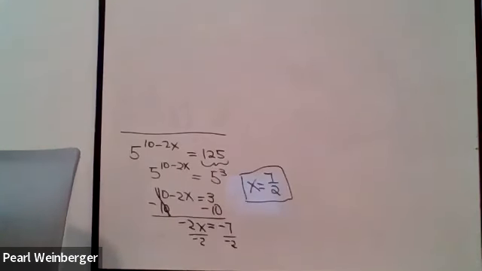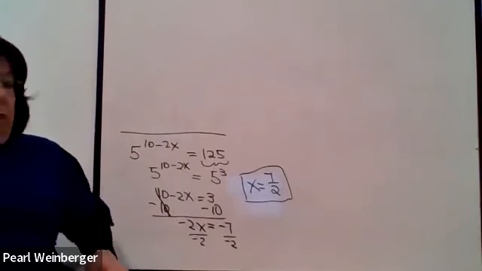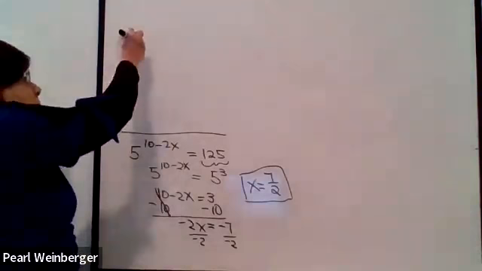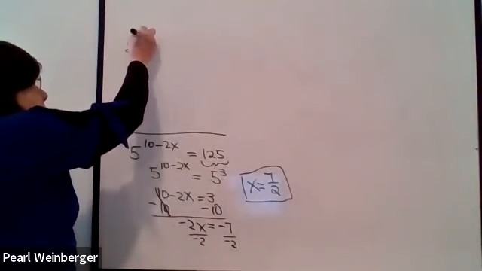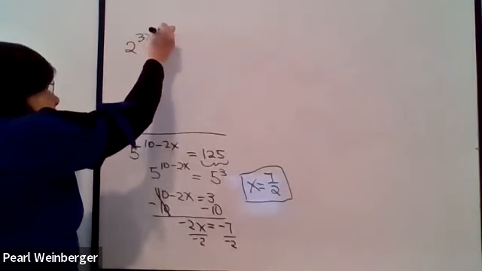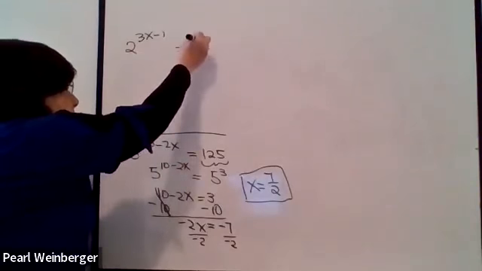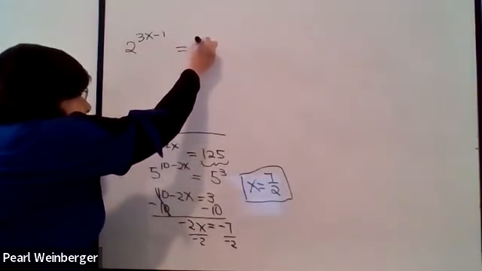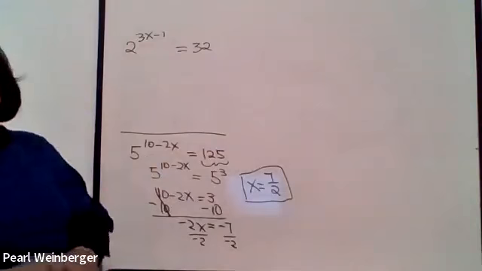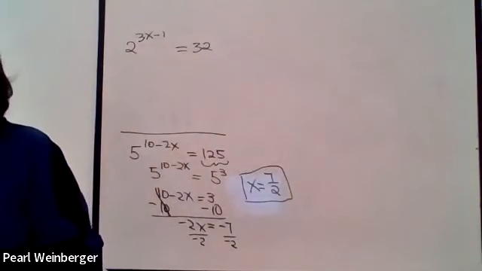Okay, suppose I give you this equation. 2 to the 3x minus 1 equals 32. See if you could figure out what x is equal to.